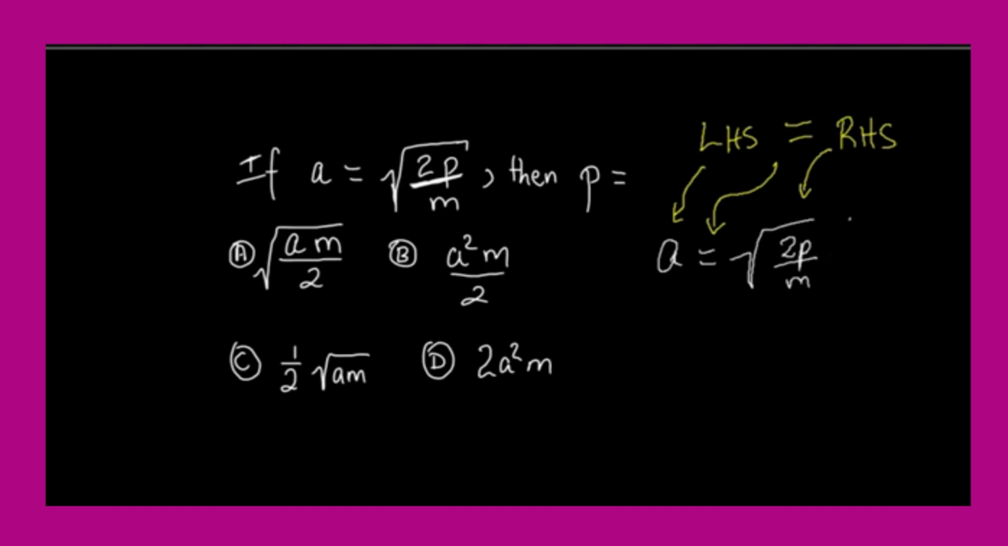To isolate p, we see what's affecting everything on this side. So if you look at it, the square root is affecting this quantity here, which is 2p over m. So we want to get rid of the square root first. Look to see what's affecting everything else. Now, how do you get rid of square root?